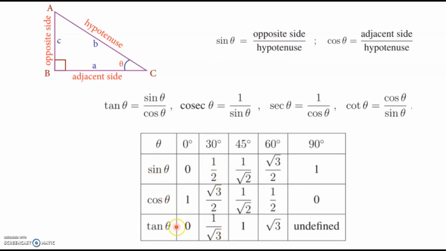For 45 degrees, it's 1 by root 2, 1 by root 2, and 1 for sin, cos, and tan. Similarly, for 60 degrees, it is root 3 by 2, 1 by 2, and root 3 for sin, cos, and tan. And for 90 degrees, it is 1, 0, and undefined for sin, cos, and tan.